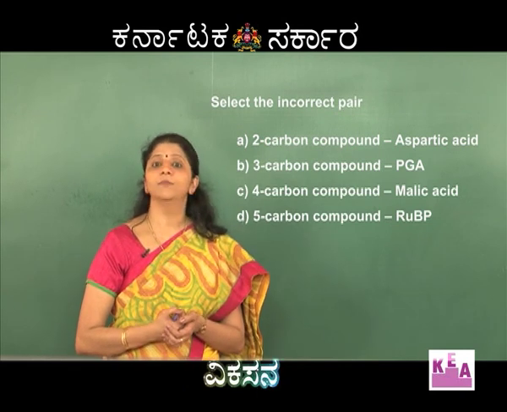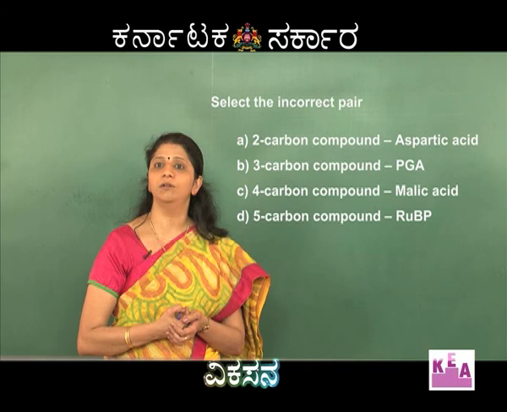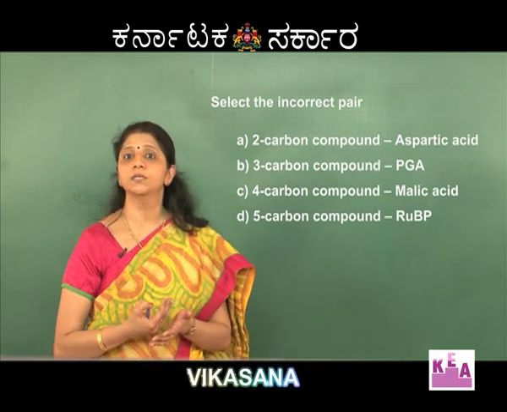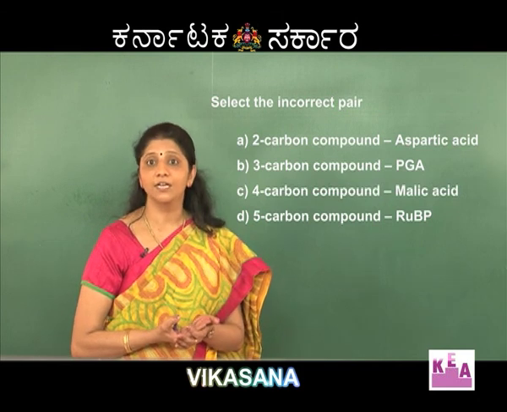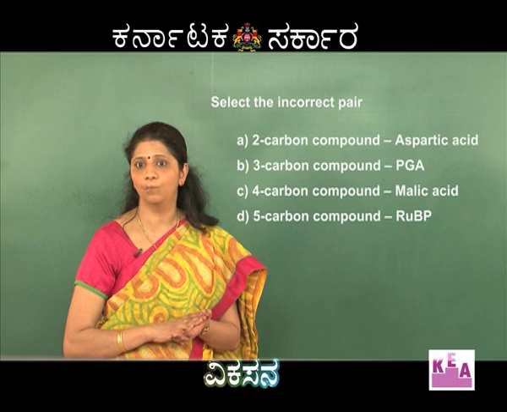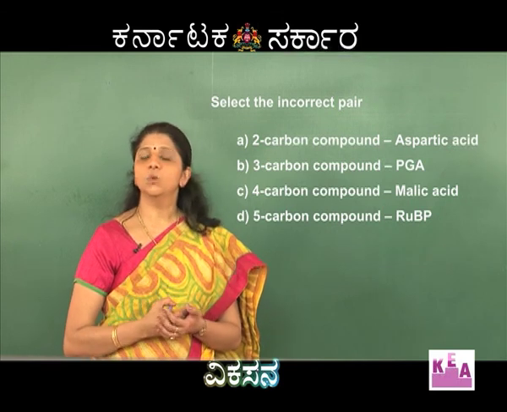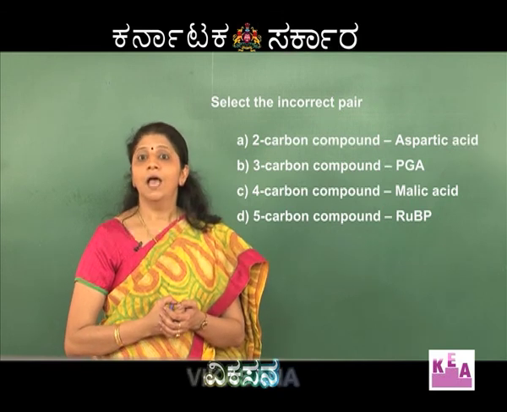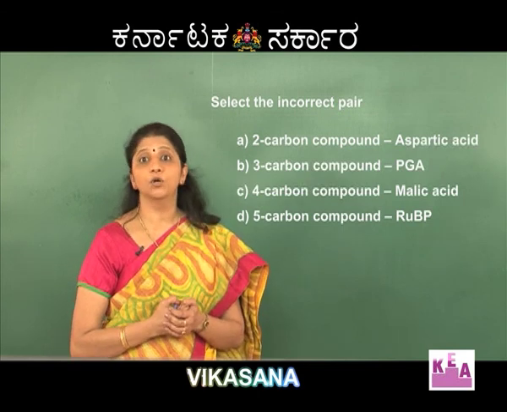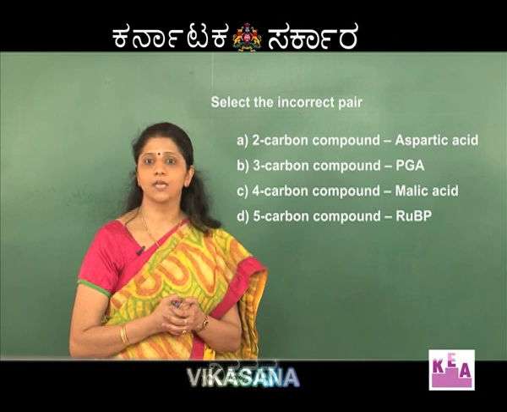I will start from the last option, that is option D. RUBP, how many carbon molecules are present? You know that it is the initial carbon dioxide acceptor in C3 cycle, and it is a 5-carbon compound. Now, the next one is malic acid, and you know that it is a 4-carbon compound and it is produced during the C4 cycle.